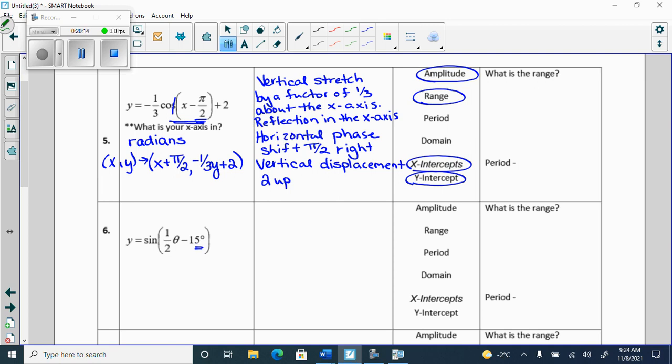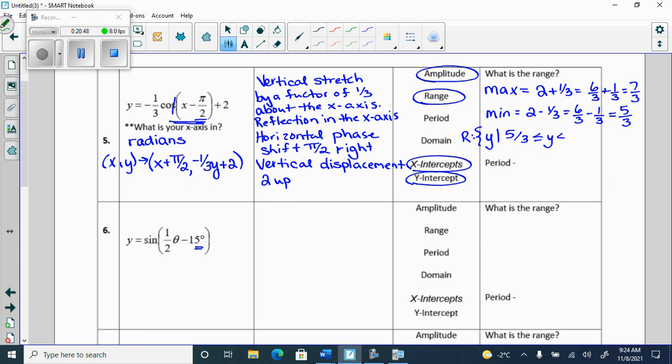What's the range? Well, my maximum is my midline. My midline in this case is 2, plus my amplitude, which is a third. So I get 2 plus a third, so it's going to be 6 over 3 plus 1 over 3. So 7 over 3. And then my minimum is going to be 2 minus a third, which is 6 over 3 minus 1 over 3, which is 5 over 3. So my range is going to be y such that 5 thirds is less than or equal to y is less than or equal to 7 thirds, y in R.